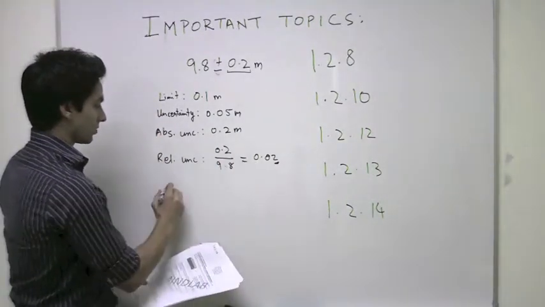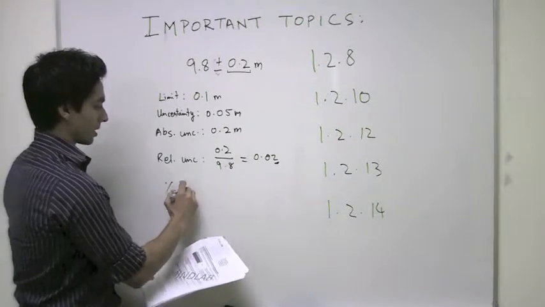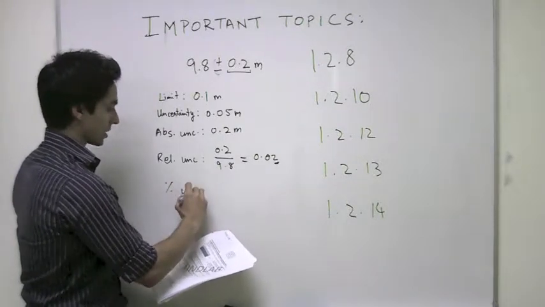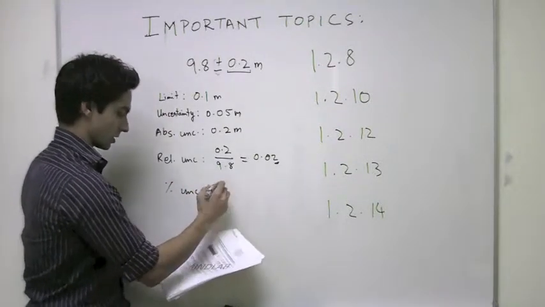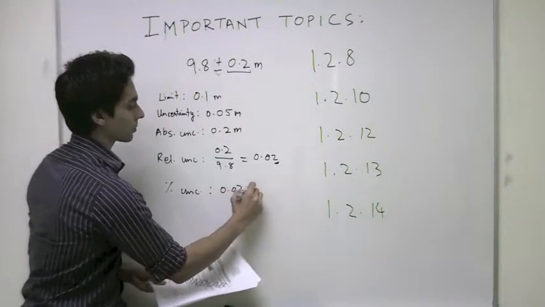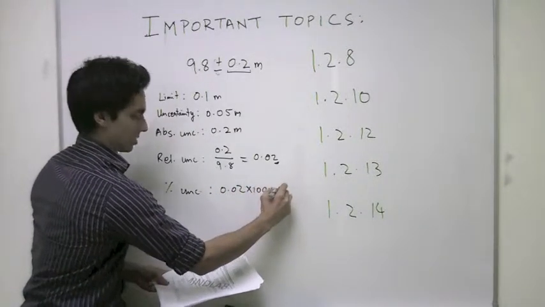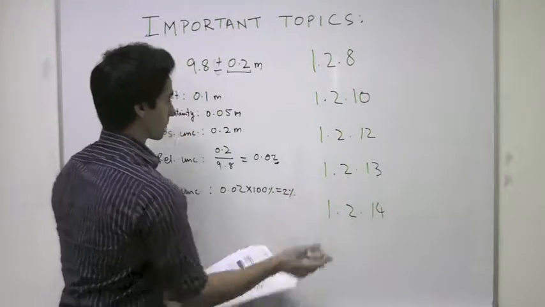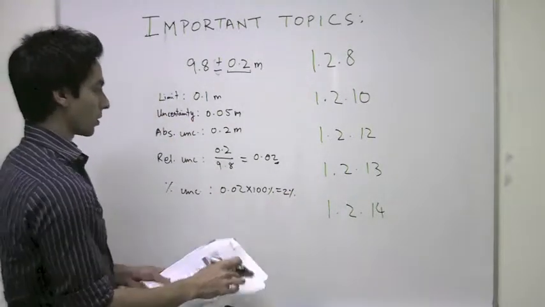Percentage uncertainty is simply relative uncertainty represented in percentage form. So that will be 0.02 multiplied by 100%, which is 2%. So these are the things they need to know.